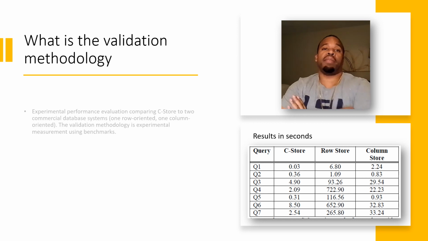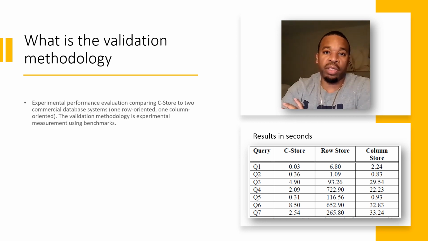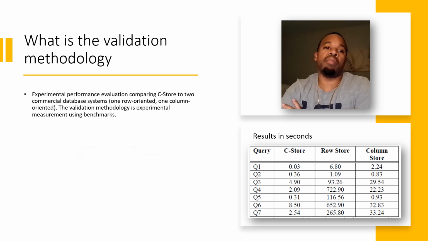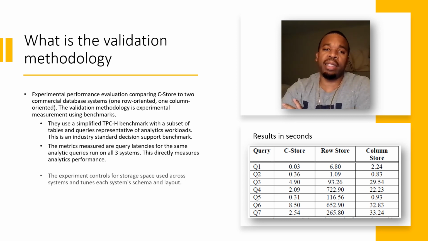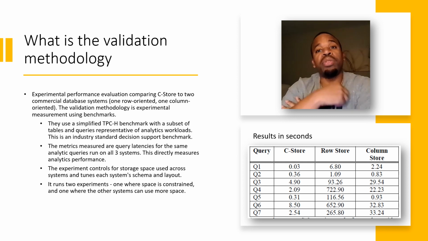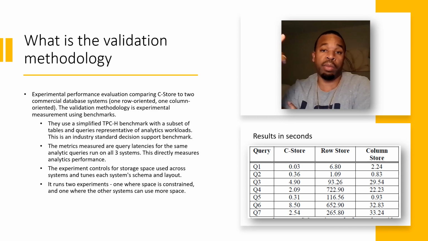So, what is the validation methodology used here? They use the common practice of benchmarking. They use a simplified TPC-H benchmark, which is an industry standard decision support analytics benchmark. This benchmark includes three tables: line items, orders, and customers. These are representative of analytic schemas. The workload consists of 7 TPC-H style queries focused on aggregates, joins, and grouping, typical analytic queries.